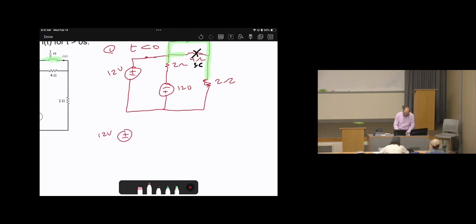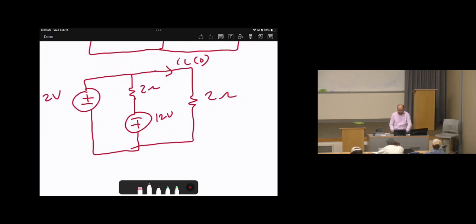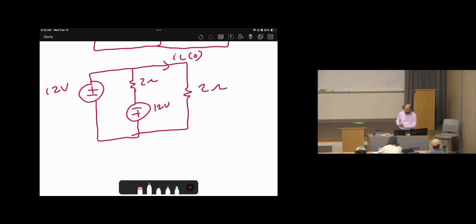Here is 12 volts. 2 ohms, minus plus 12 volts. Two ohms, and this is IL of 0. Now, how to calculate IL of 0? So the problem is moved to be like this way, and it makes it much easier. How to do it? How to calculate IL of 0? Any thoughts? KVL, KCL, Ohm's law?